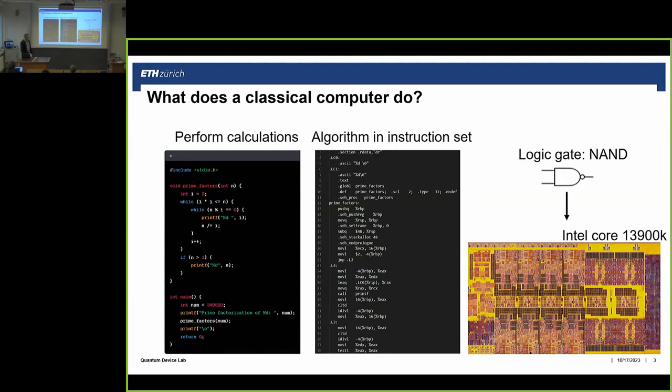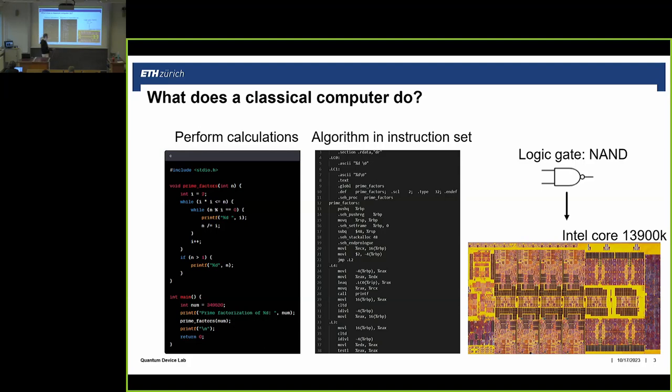So what does a regular computer do? That's easy. Essentially it performs calculations. You write some program in your favorite language, and then it gets translated into the native instruction set of your PC. Those are elementary operations that the CPU, the computer, actually knows how to do. And you have a compiler that does that for you.